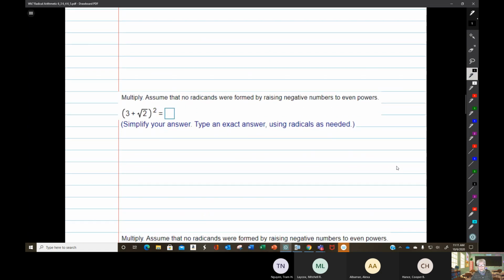But this one is dangerous, really, really dangerous. This is what you want. Which is wrong. But this is what you want. 3 squared plus the square root of 2 squared is going to be 9 plus 2 is 11. You're done until you see that the answer is wrong.